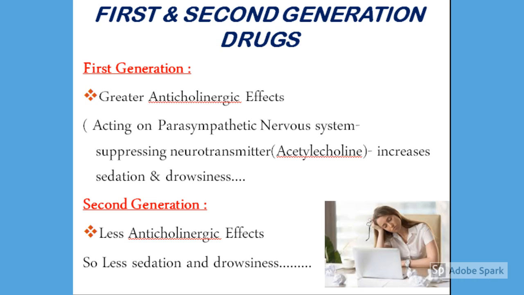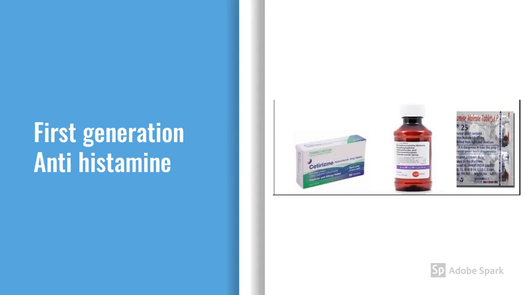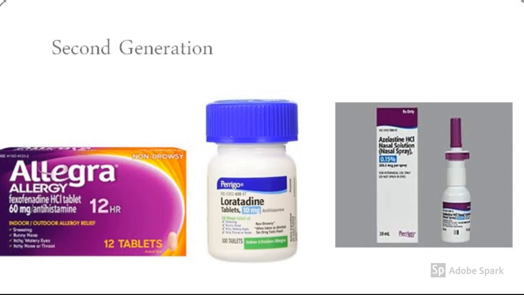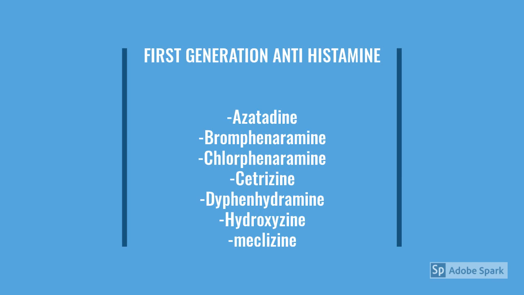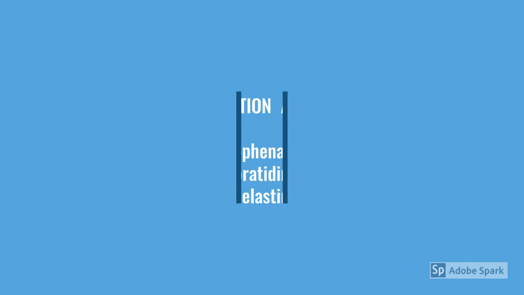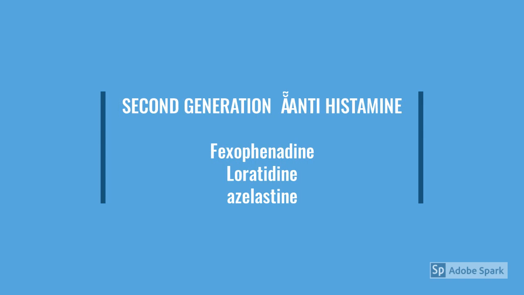Whenever we take this type of medication, of course, we will get some sort of sedation and drowsiness. Second generation antihistamines have less anticholinergic effect. So, these drugs have less sedation and drowsiness. These are the first generation antihistamines. These are the second generation antihistamines. Examples of first generation antihistamines are astatidine, brompheniramine, chlorpheniramine, cetirizine, diphenhydramine, hydroxyzine, and meclizine. Second generation antihistamine examples are fexofenadine, loratadine, and acetaminophen.